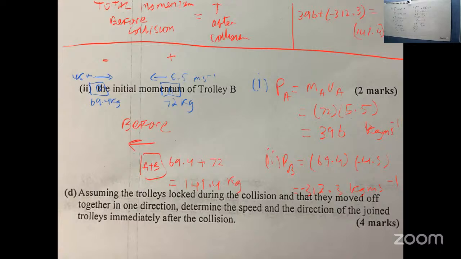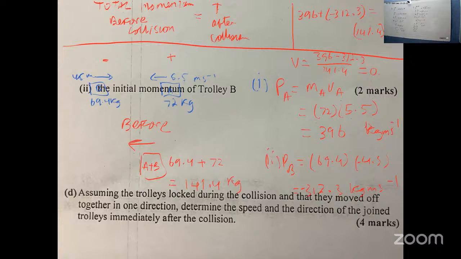So the last part is V is equal to something over 141.4. That will be the 396 minus 312.3. How much is that? Yeah, minus them and then divide by 141. And you get 0.59?